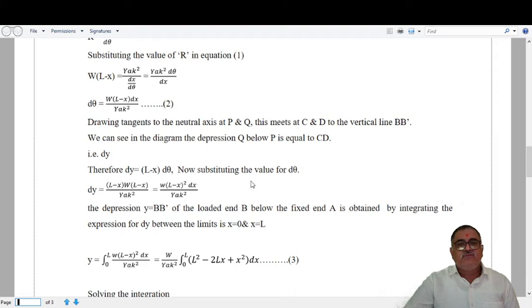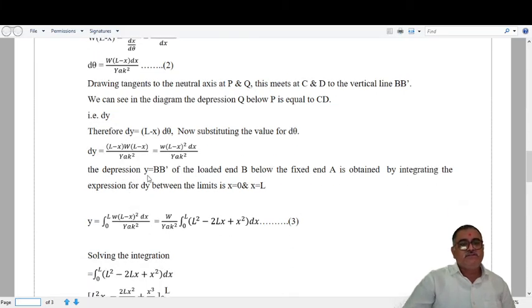Now substituting the value for d theta, dy equals what? (L minus x) into d theta. See, this is the value of dy, (L minus x) into d theta. Now d theta is w(L minus x) dx upon EI. See here, (L minus x) into (L minus x) square, w into dx as it is, upon EI.